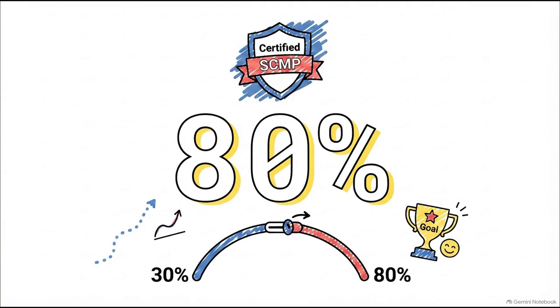Same thing goes for the passing score. The real SCMP exam demands an 80% to pass, which is pretty tough. If you're just starting out, failing at 80% over and over is going to crush your motivation. But practice mode lets you move that target passing score anywhere from 30% all the way up to 80%, so you can set realistic goals and gradually build up your confidence as you get better.